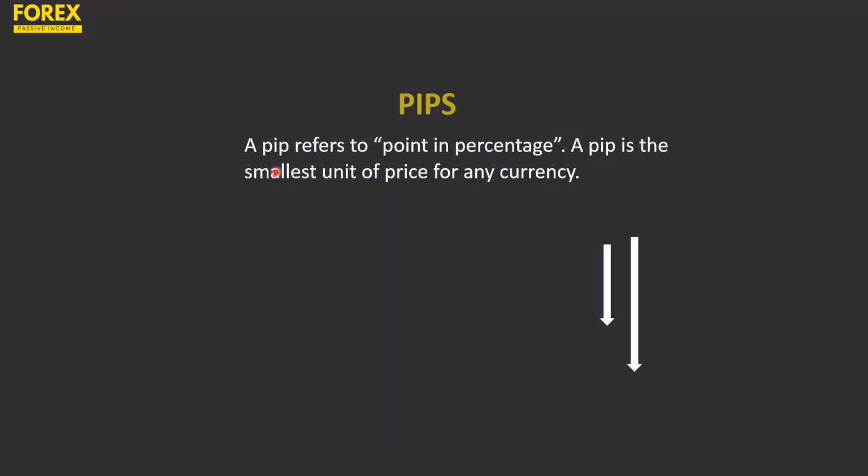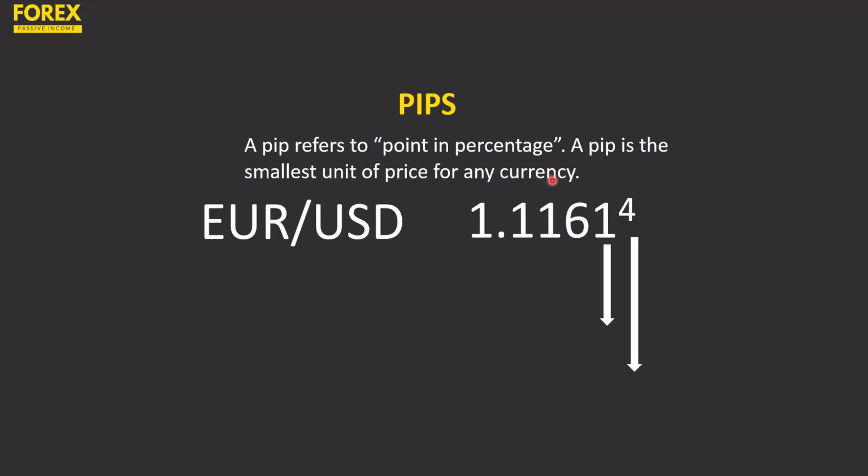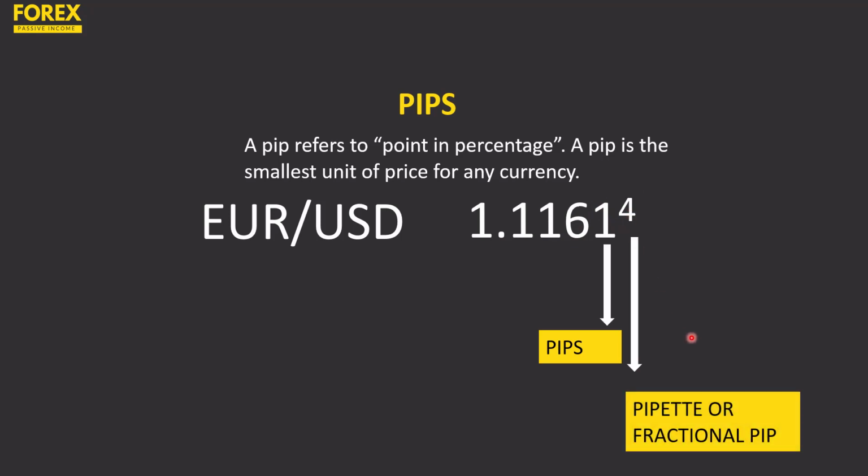Let's talk about pips. Okay, a pip refers to percentage in point, and a pip is the smallest unit of price for any currency. Now, still taking this pair as an example, 1.1161, the last 1 here is the pip. I know in some quoting systems you always see 5 decimal places just like this. Take note that this last digit is not a pip, but rather it's called a pipette or a fractional pip.